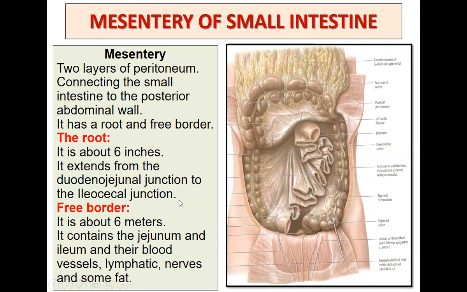Okay. So did you get this? Did you understand what exactly it means? The mesentery, as I said, is a peritoneal fold. This will be the root, and the free border is this one, which is in contact with the remaining part of the small intestine, that is the jejunum and ileum.